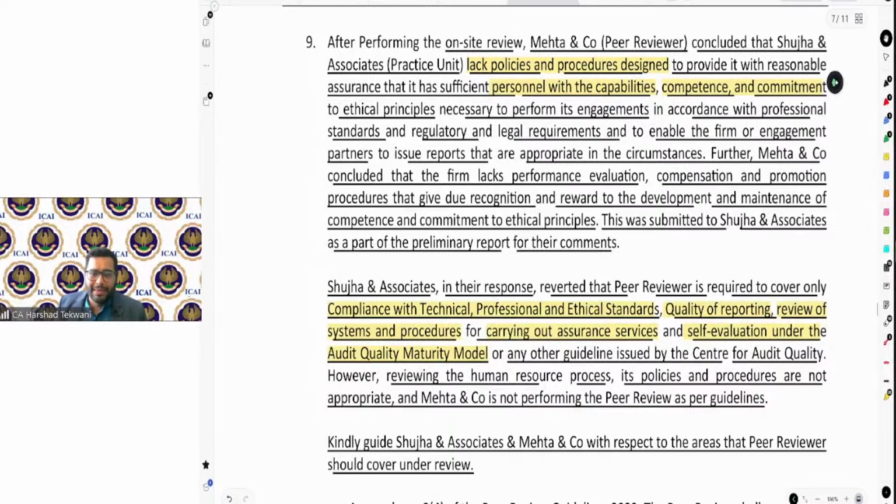Sujai and Associates, who are saying that the peer reviewer is going out of the scope, or Mehta and Company? Focus on the objective of the peer review and the scope of the peer review.